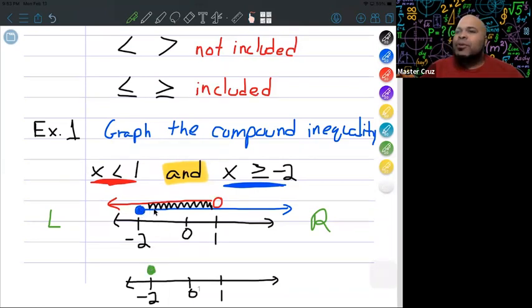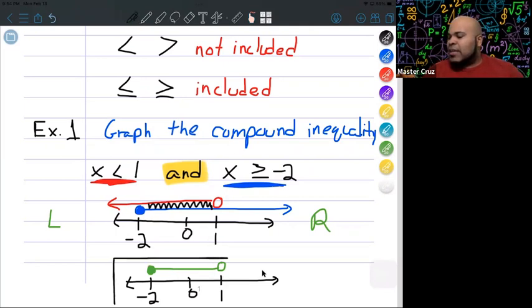I'm going to keep going. All these numbers are greater than -2 and less than 1 until we hit 1. And here, this is not included, so I'm going to have an open circle, and I'm just going to connect them. Every single number from -2, -1.999, -1, 0, 0.1, 0.2, all the way up to 1, all these numbers satisfy my inequality.